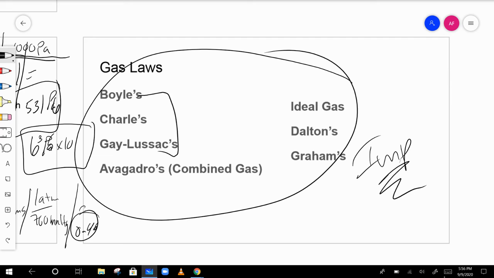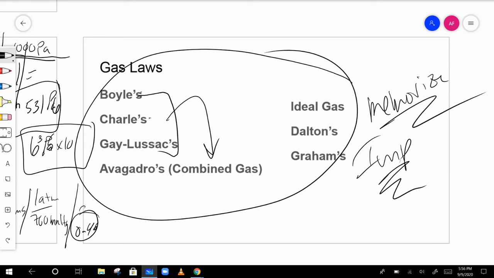These three right here are all combined into this one, but it's good to know which one is which, B, C, and G. And then you have to memorize all of them. So you should memorize. Let's go through each one.